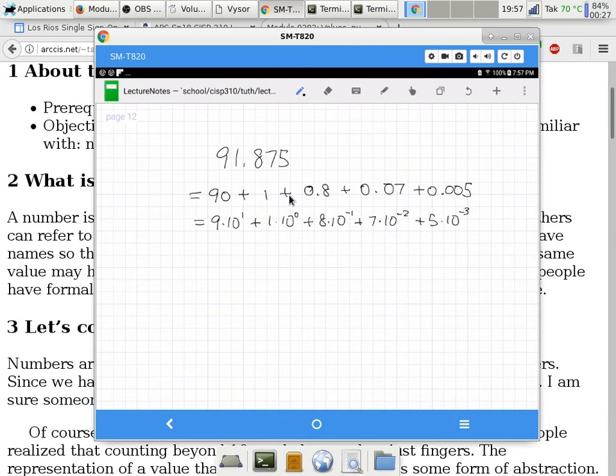There's a pattern here because each digit that we use is specifying the quantity of a particular power of 10 in this case. Just like in the previous slide, each digit is telling you the presence or the absence of a power of 2. Is that okay? All right.